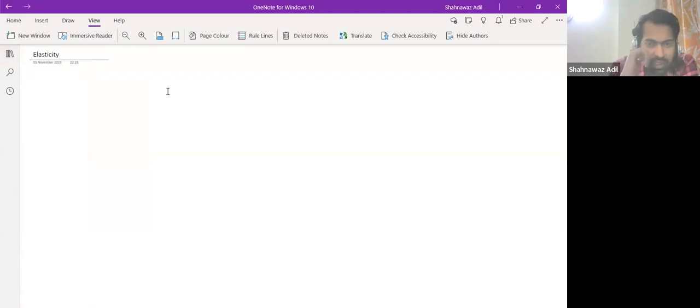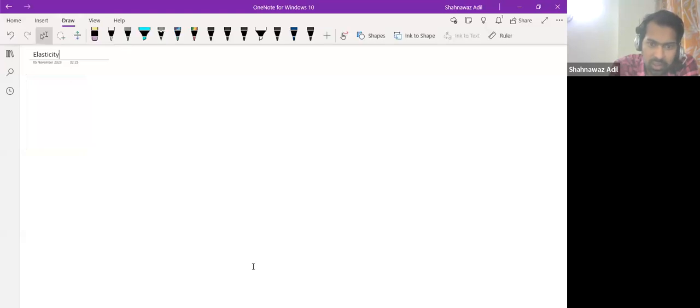You have these solid objects, right? And you apply some force on this object, then it will deform, right? The chapter name is mechanical properties of the solid. It is chapter 9.